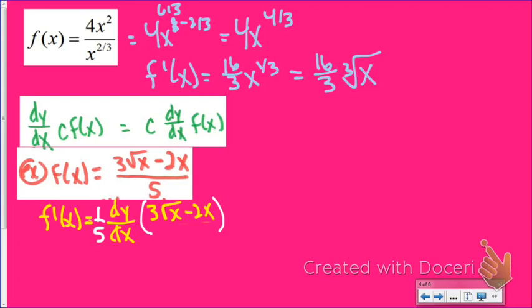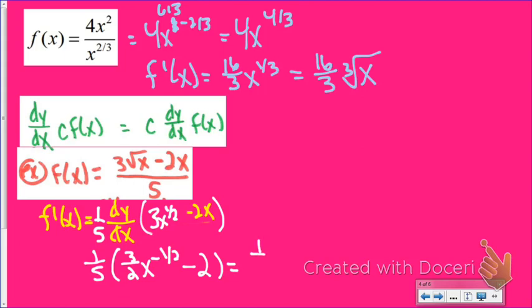So I can rewrite 3 times the square root of x as 3x to the 1/2. And now I'm going to find my derivative. So I have 1/5 times, and then following my power rule, 3 times 1/2, subtract 1 from my exponent, minus 1/2. And then again, I can rewrite that negative 1/2 as 1 over the square root of x. So I have 1/5 times 3 over 2 square root of x, minus 2.